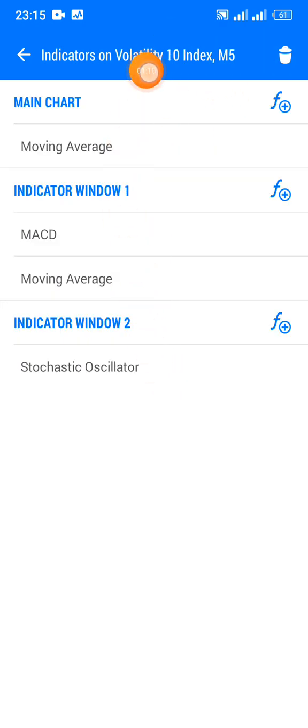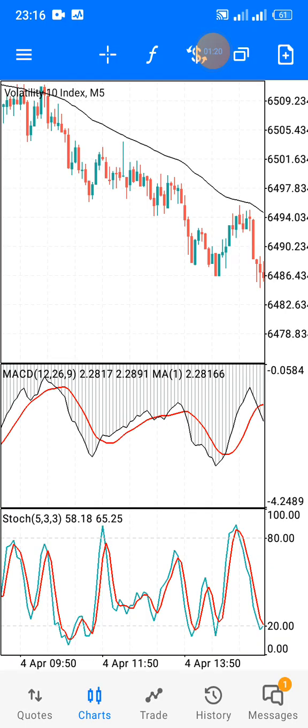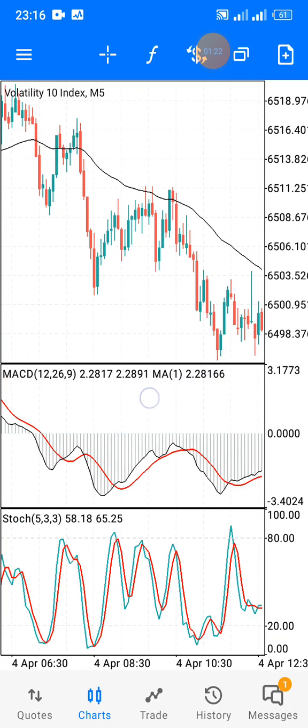Then the stochastic indicator: just click on the main chart and then the stochastic indicator. It's the default settings again. Click done. If you're done setting up your indicators, they should look something like this.